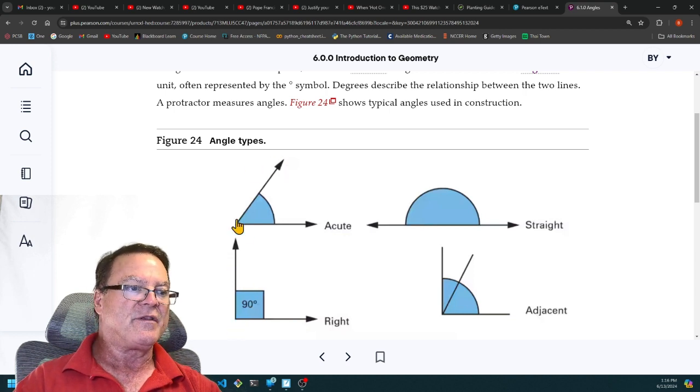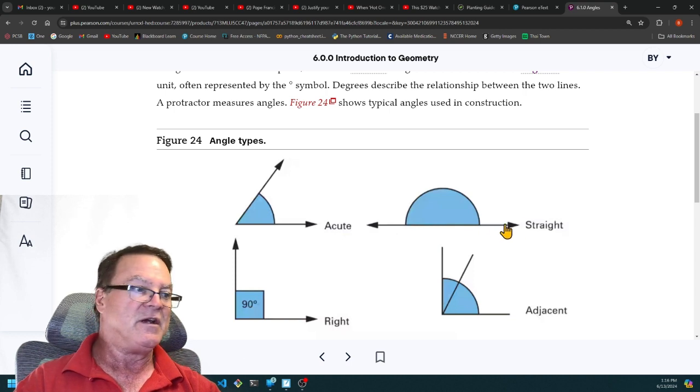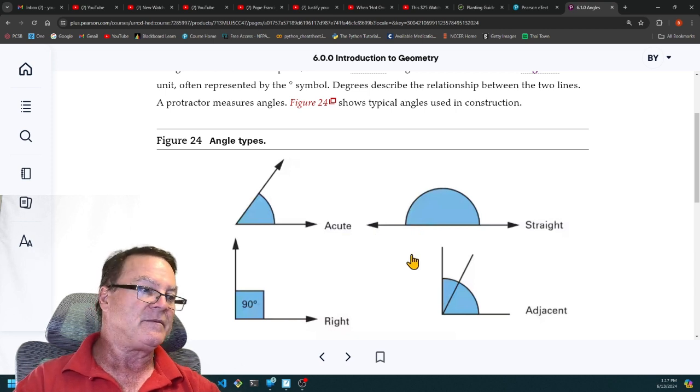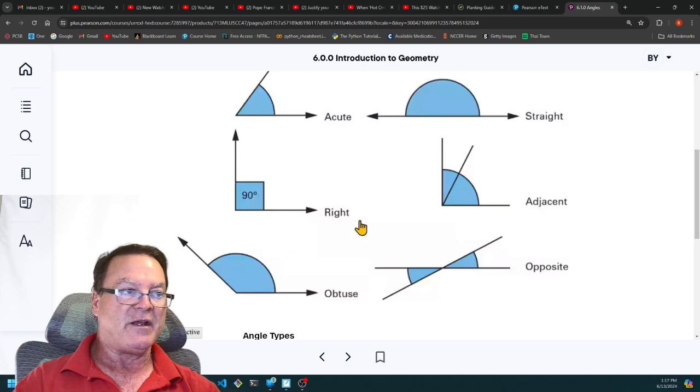And if it's smaller than 90 degrees, it's sharper than a 90-degree angle, it's acute. And if it's larger than a 90, it's obtuse. This is called a straight angle. If you can imagine that there's a point in the center of this hemisphere, the angle goes to the point and then continues on in a straight line, so they call it a straight angle. Here's obtuse, greater than 90.